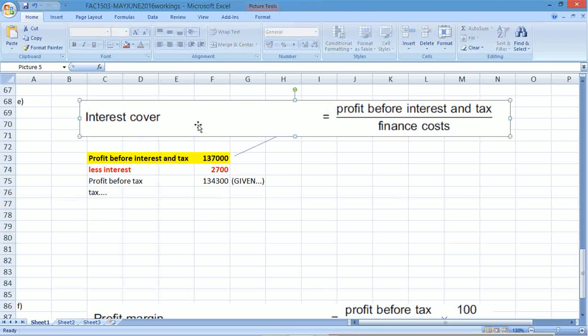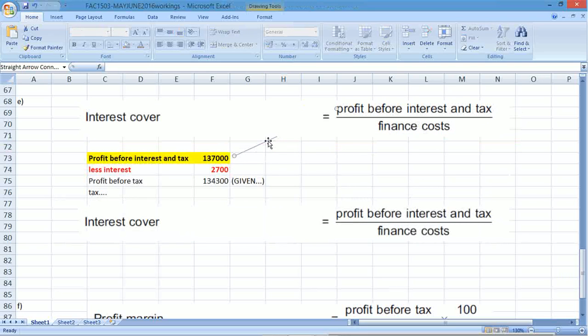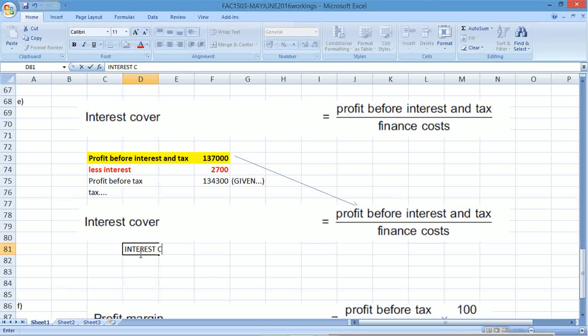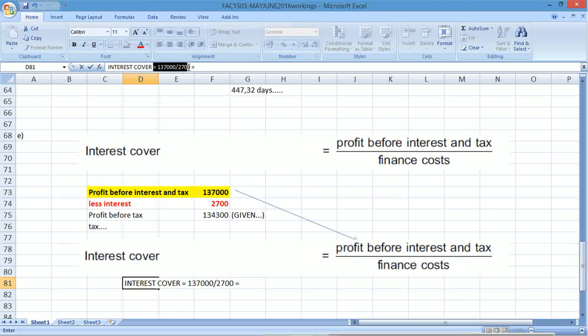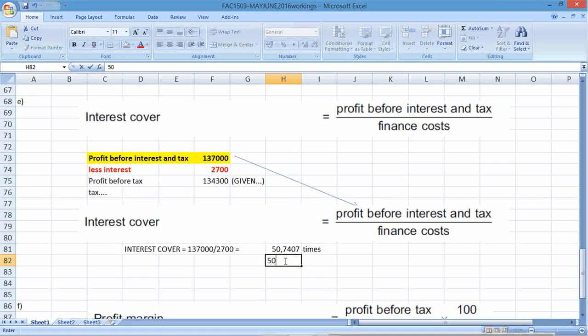Okay, so interest cover equals 137,000 divided by interest 2,700 equals. So how many times have I covered my interest? I've covered my interest 50.74 times, rounding off to 2 decimal places. And there's the answer for E.